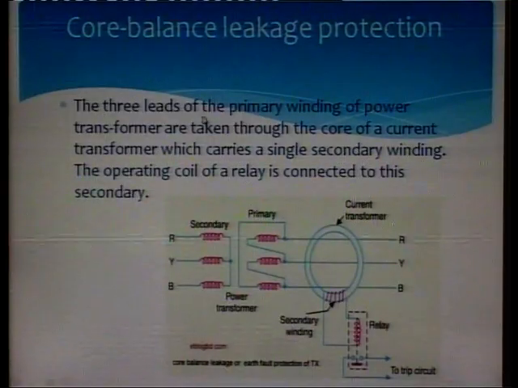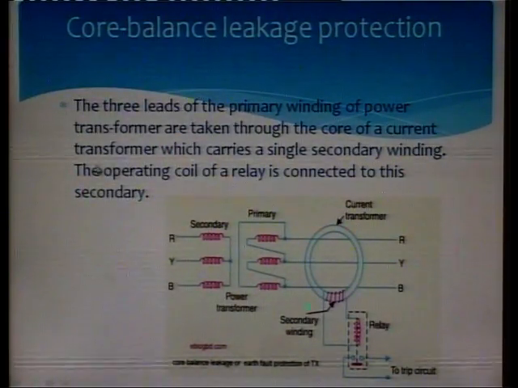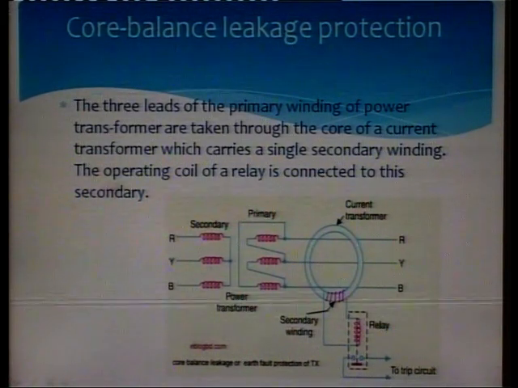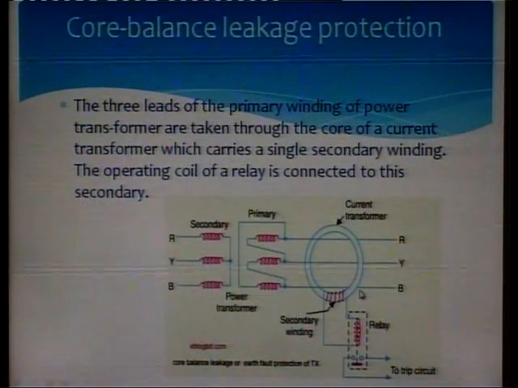So, the three leads of a primary winding of the power transformer are taken through the core of a current transformer which carries a single secondary winding. So, this is a single secondary winding, and the operating coil of the relay is connected to this secondary winding.